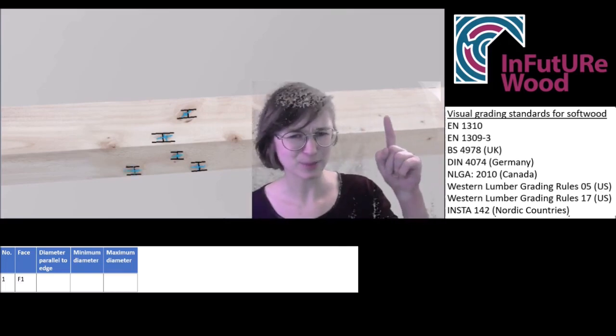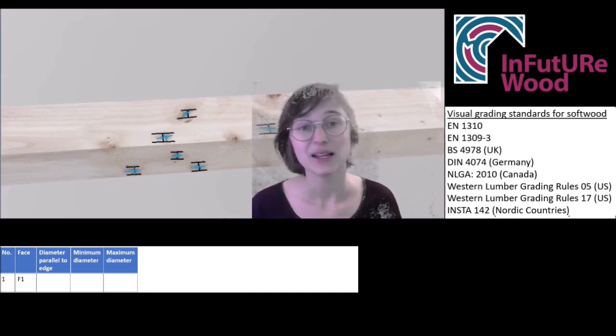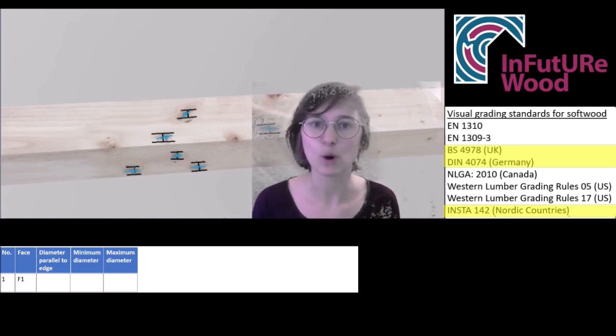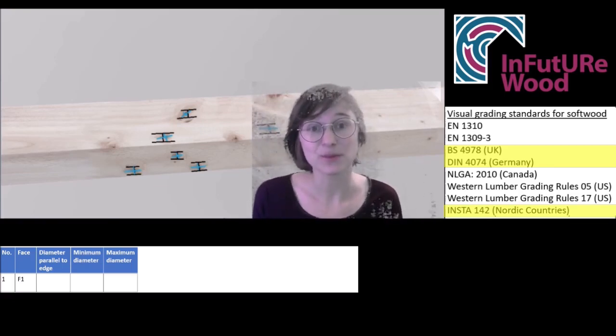What about these little pin knots over here? They're very small, so most standards ignore all knots smaller than 5 mm, and the Nordic grading rules even ignore all knots smaller than 7 mm. That means we don't measure them, but still we have to record their presence.